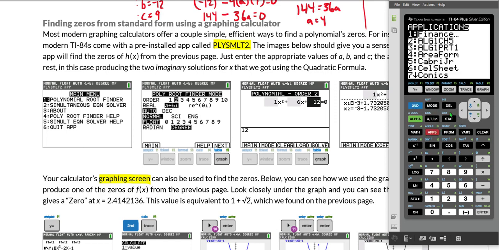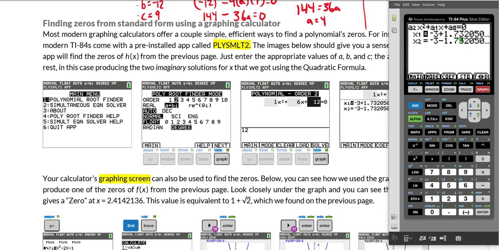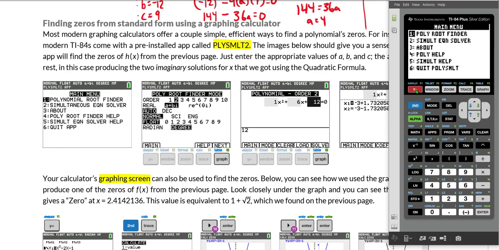You can also go to, I'm going to go back into the app, so let me go alpha P. And once we are in there, let me get back into this, and next and solve. So let's say I'm here and I want to get out of the app. I can hit the main tab, which is my y equals button, and then number 6 is quit PLYSML. So I can hit number 6 and I can get out of there.